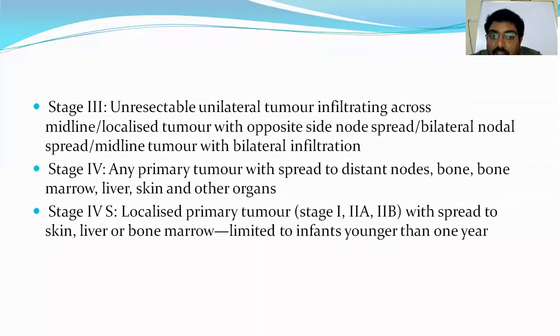And stage 3 is an unresectable unilateral tumor infiltrating across the midline, or a localized tumor with opposite side nodal spread, and bilateral nodal spread, or a midline tumor with bilateral infiltration. Stage 4 is any primary tumor with spread to distant nodes, bone and bone marrow, liver, skin and other organs. And stage 4S is a localized primary tumor with spread to the skin, liver and bone marrow, limited to infants younger than 1 year.